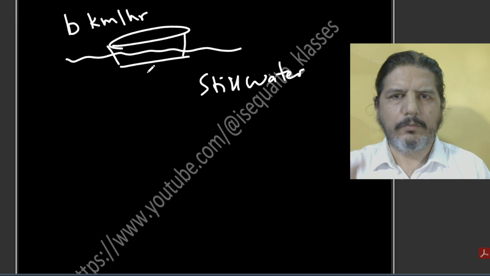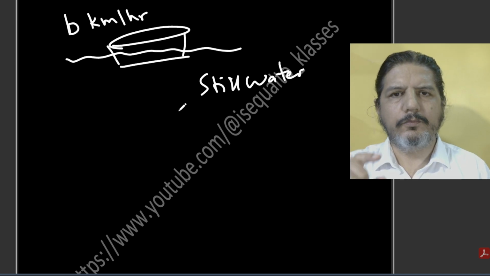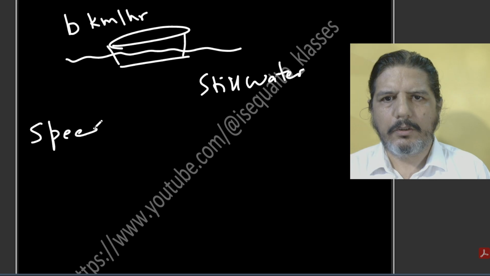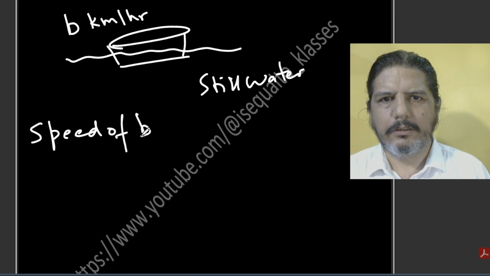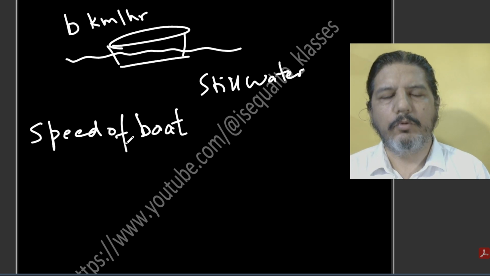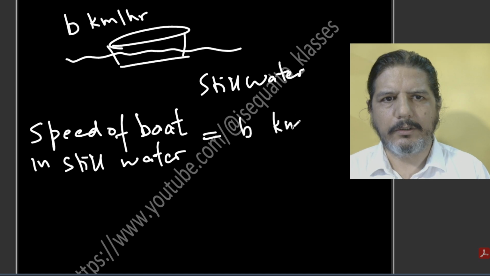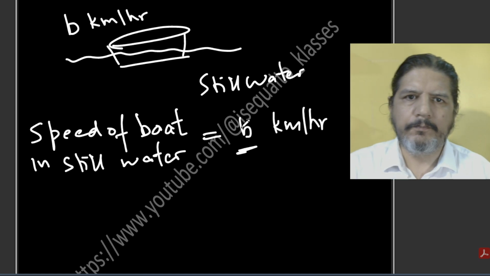Second thing, so this b kilometer per hour is the speed of the boat. I'll write it here. Speed of boat is the speed of boat in still water. So this will be mentioned as b kilometer per hour. So this is the first thing that you need to understand.